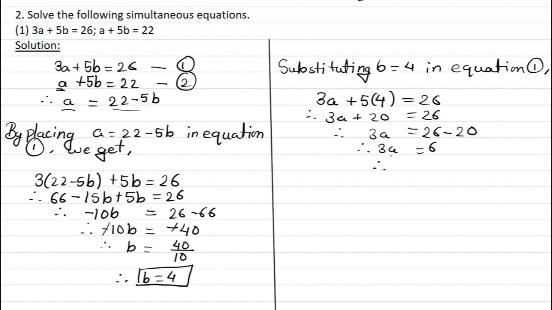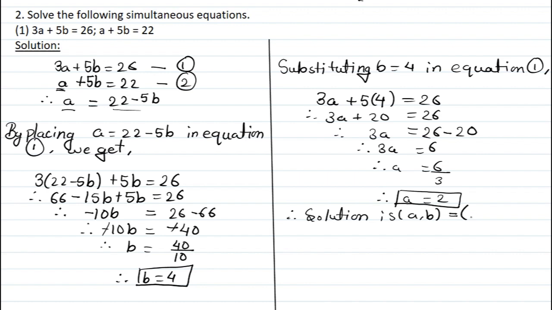This 3 is multiplied over here. So, when we shift this 3 to the opposite side, it will become a part of the denominator. Therefore, a equals 2. Hence, your solution is a comma b. Here, the values of a and b are 2, 4.